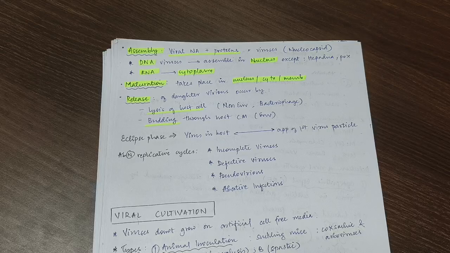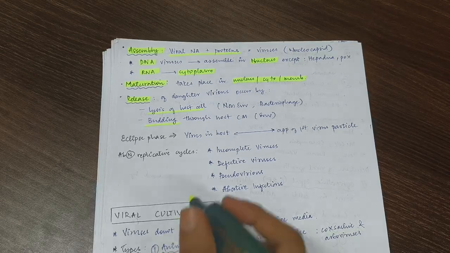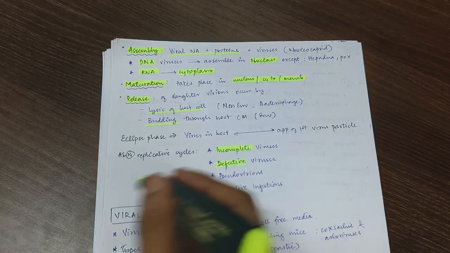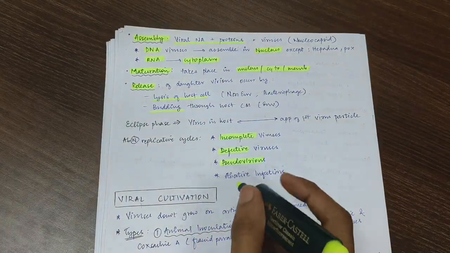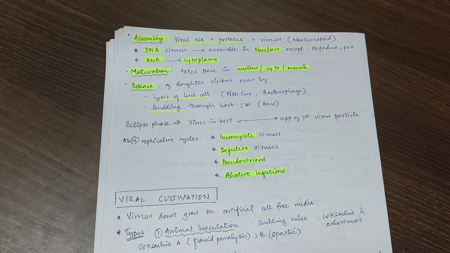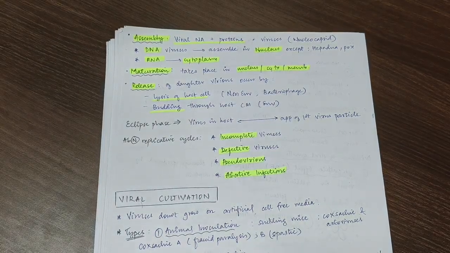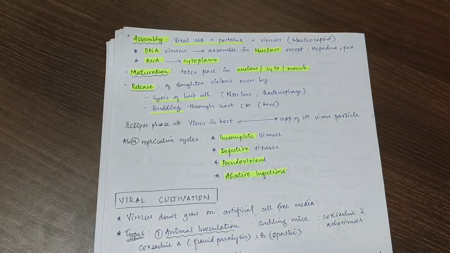Then what are the abnormal replicative cycles you are going to see? Incomplete viruses are formed, then defective viruses, then pseudovirions, then abortive infections. These are the things which are going to happen: incomplete, defective, pseudovirions and abortive infections.